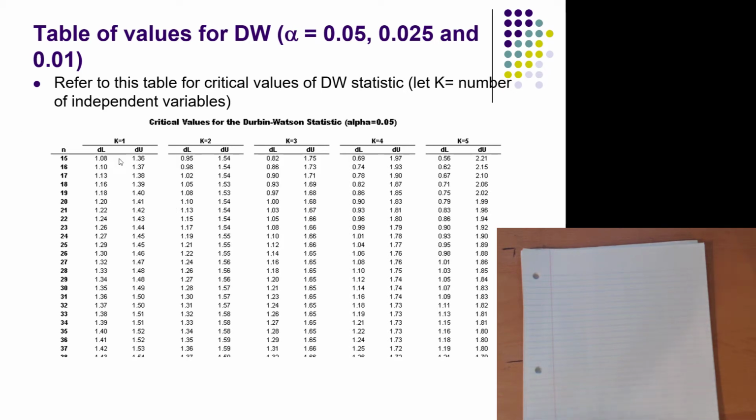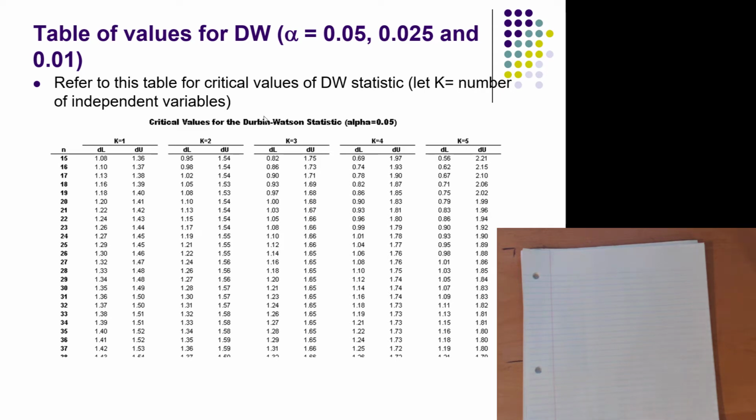You can look at the ranges between DL and DU and see it. N equal to 15 is between 1.08 and 1.36. As we scroll down to 37, for instance, and our tables go up to 100, it goes down to 1.42 to 1.53. So it's getting smaller, and that's what we would expect. Also on this table, you see k equal to 1, k equal to 2, k equal to 3, k equal to 4, k equal to 5. The k represents the number of independent variables.